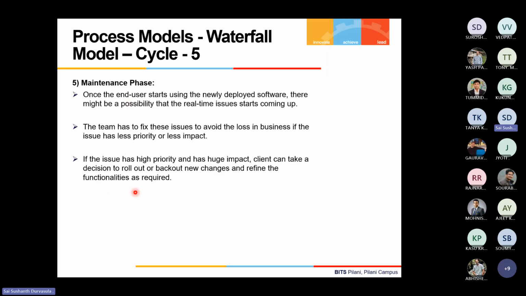And finally, for maintenance, you keep identifying issues and keep deploying new versions of the software, and so on. Right? And if your issue is of high priority and huge impact, you may have to roll back to a previous stable version or give a fix for it soon in the form of a hotfix or patch.